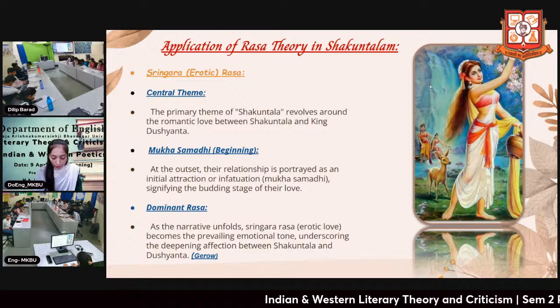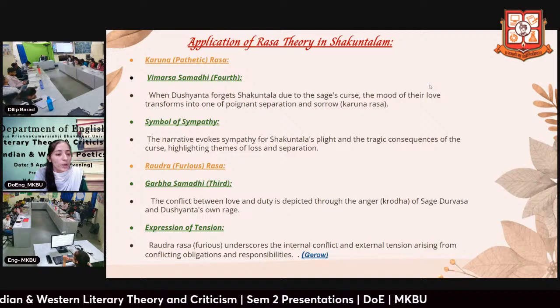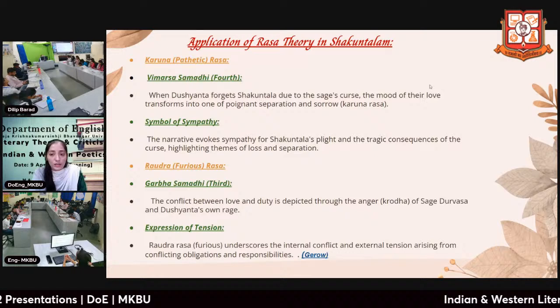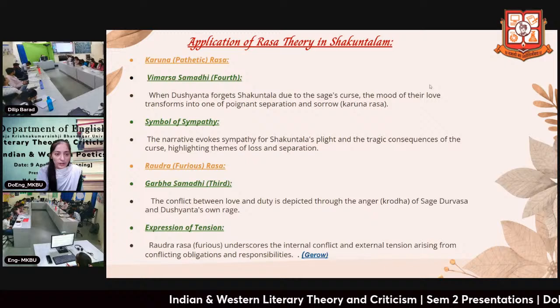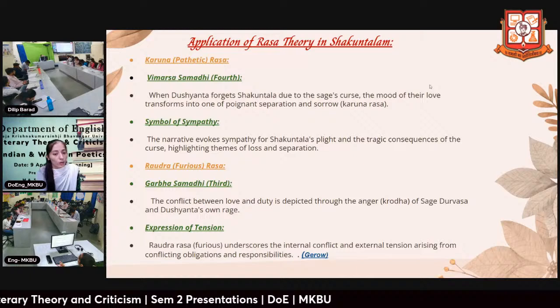Next is Karun, the pathetic rasa. We can find Vimarsa Samadhi in the fourth act, in which Dushyant forgets Shakuntala due to sage Durvasa's curse. The mood of their love transforms into poignant separation and sorrow. We find sympathy towards Shakuntala and for their loss and separation.